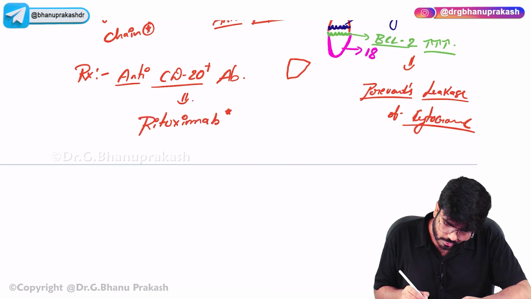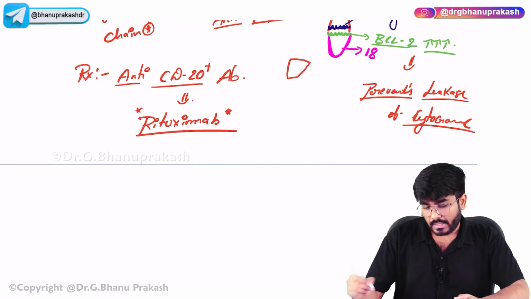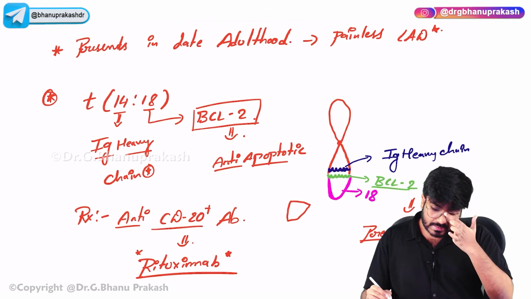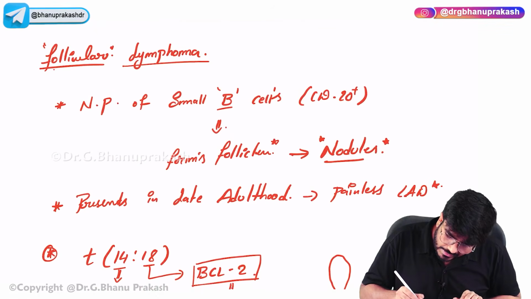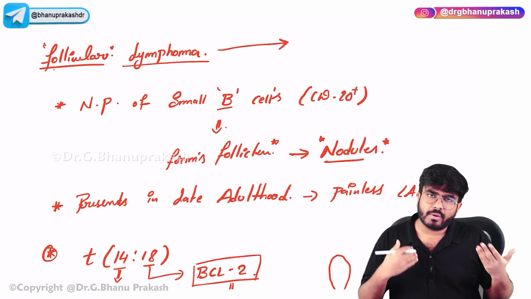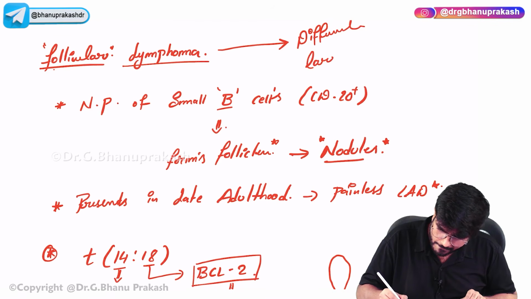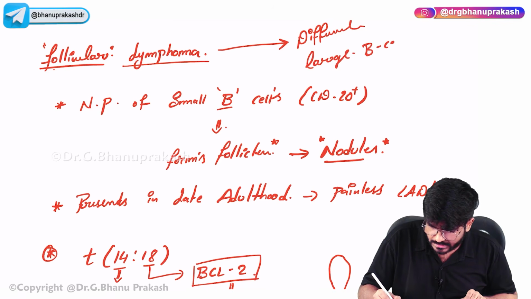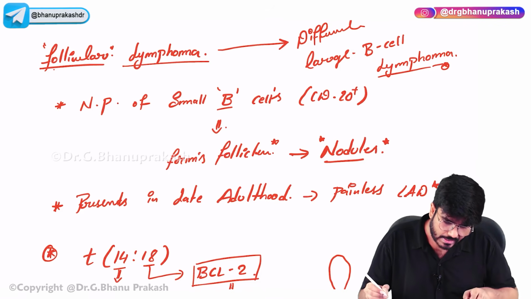Rituximab is used for the treatment of follicular cell lymphoma. That's the important point which I want you to know. Now, one more thing is, patients who have follicular lymphoma are at risk of developing additional mutations, and they can go into diffuse large B cell lymphoma.